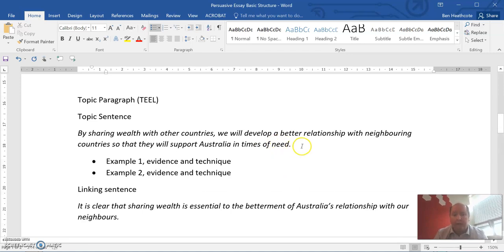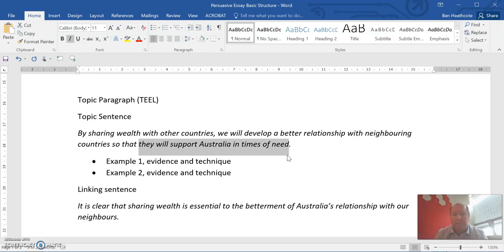By sharing wealth with other countries, we will develop a better relationship with neighbouring countries so that they'll support Australia in times of need. So why is this a good topic sentence? Because it goes directly back to the question, sharing wealth, and outlines our first argument. Okay? So the argument here might be that if we support other countries, then they'll support us if we need it later on. Bearing in mind this is just all brainstormed arguments, okay? You might have completely different arguments or be doing a different question. But the point here is that in your topic sentence, you're making it really clear what argument you're going to look at for that paragraph.